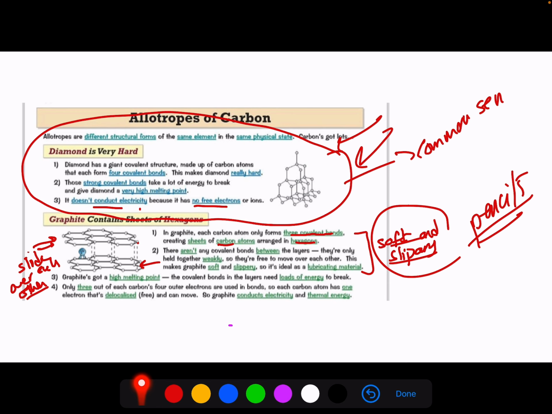Regarding the melting point, it's still high. It's not as high as diamond, but it's still high. Why? Because you still have loads of covalent bonds. See, guys, all of these are covalent bonds within each layer. So you have a lot of covalent bonds within the graphite that require a lot of energy to break.